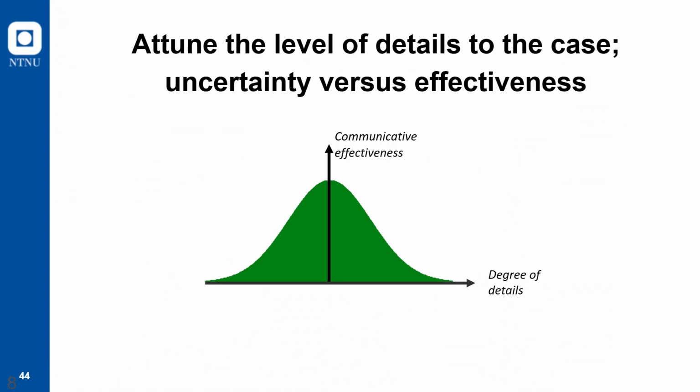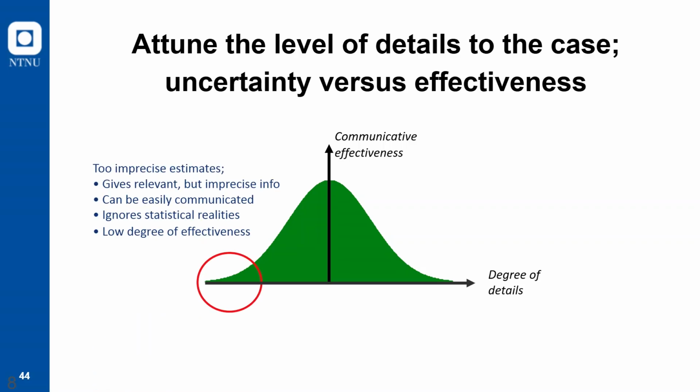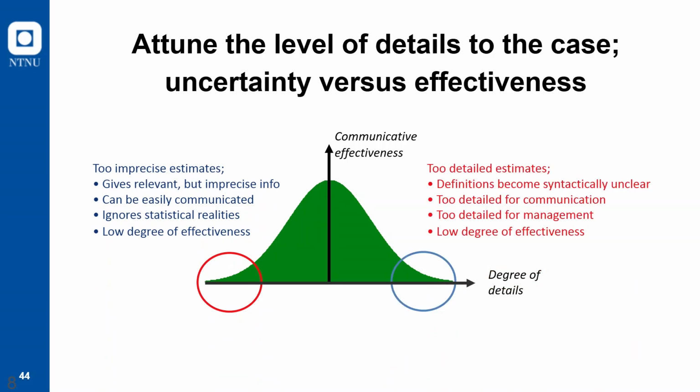Now, I mentioned earlier the level of detail. That's very important. Attune the level of detail to the case. Here we have basically the modeling uncertainty on one hand versus the communicative effectiveness on the other. If you have very rough estimates, yes, they give relevant but imprecise information, can be easily communicated, but might ignore statistical realities, and might not be so effective because people can say, well, you didn't include this, you didn't include that, this is the problem, and so on.